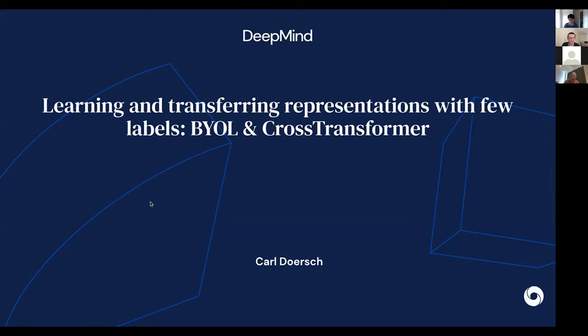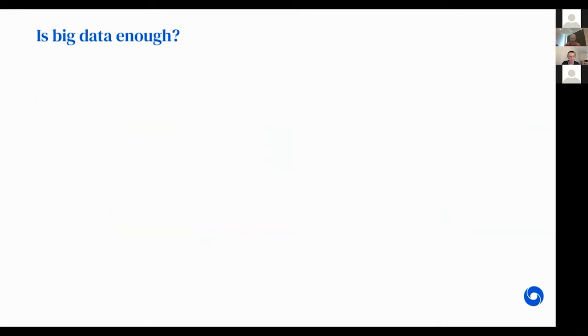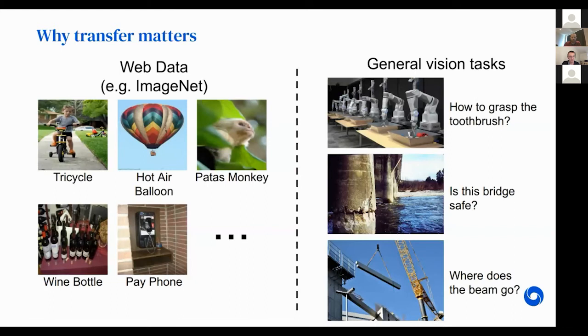All right, thanks. So hopefully everyone can hear me. This talk is going to be as much about transfer as it is about self-supervised learning. And the reason is that I think these two topics are quite interrelated. The kinds of big datasets that we might be able to download from the internet and train self-supervised learning algorithms on are not necessarily that representative of the kinds of tasks that we'd like our agents to perform in the real world.